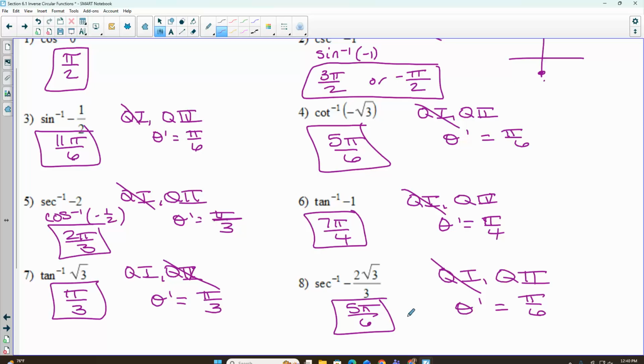Make sure that you are not trying to rely on a calculator for these questions. These are unit circle type questions. I should be able to expect you to do them without a calculator. All right. Any questions there?